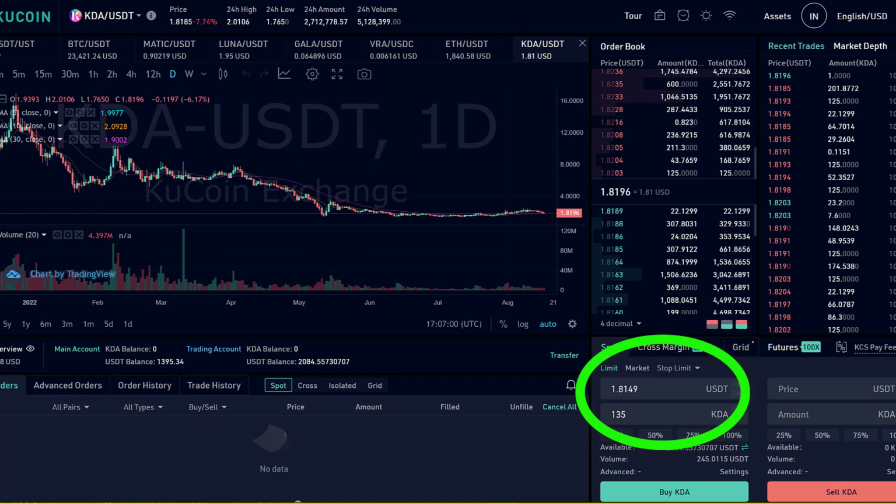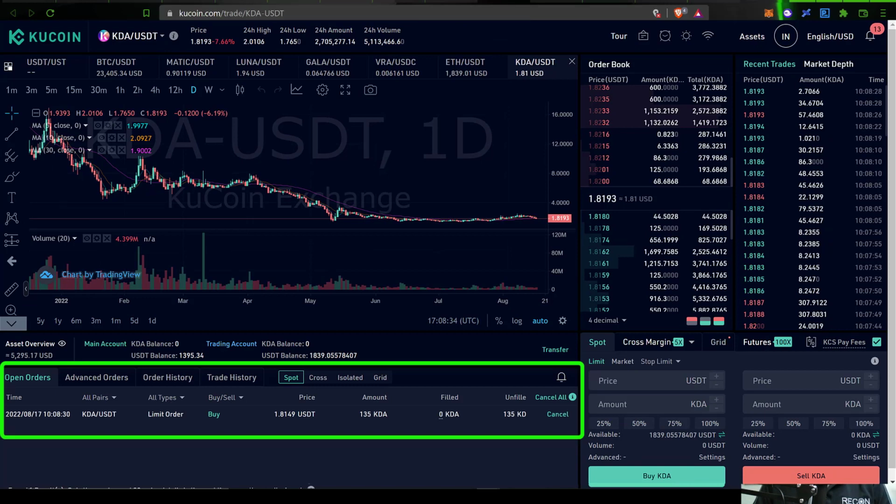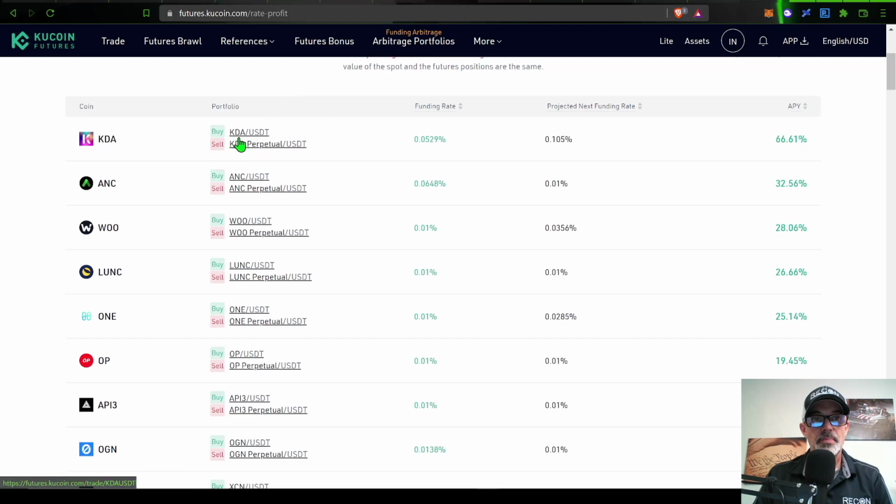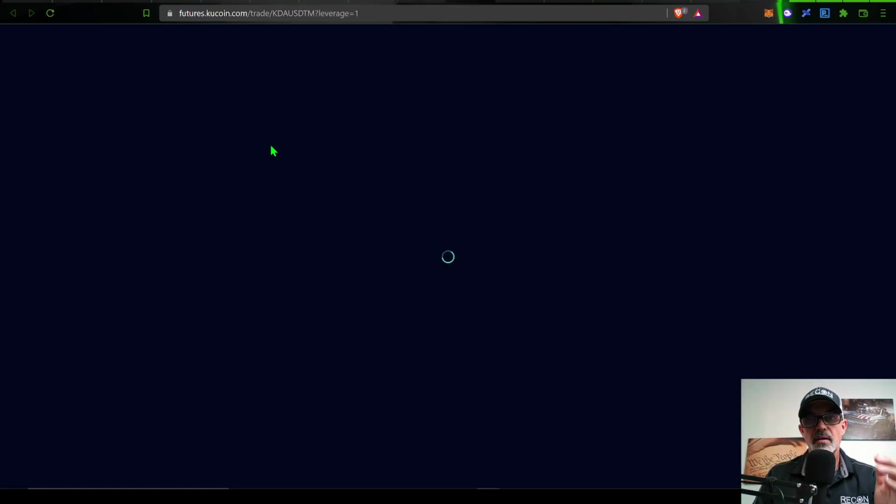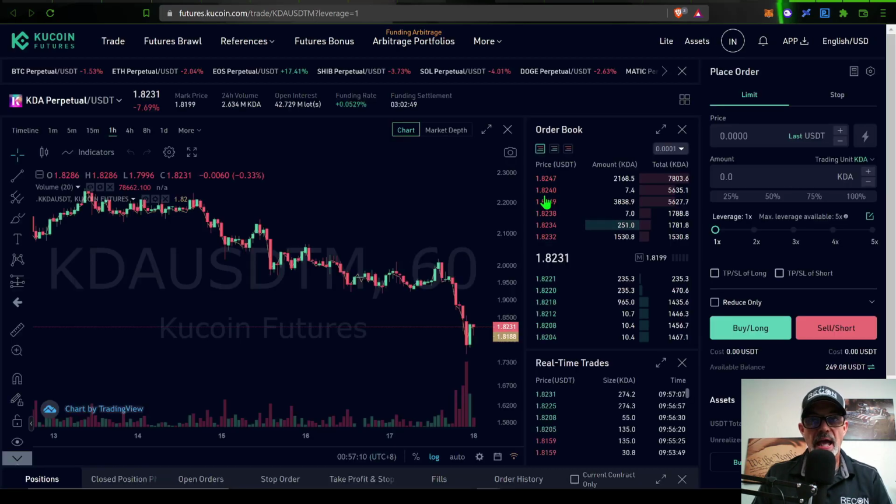And I click buy. And now you can see I have a buy order open for KDA over on the spot market. And now I need to jump back and click on the sell button for the KDA perpetual USDT so I can short the KDA over on the futures market. And now I need to place a limit order over here on the futures, and I want to go short. And you can see the price is actually different over on the futures than it is on the spot market. There's usually a small difference.